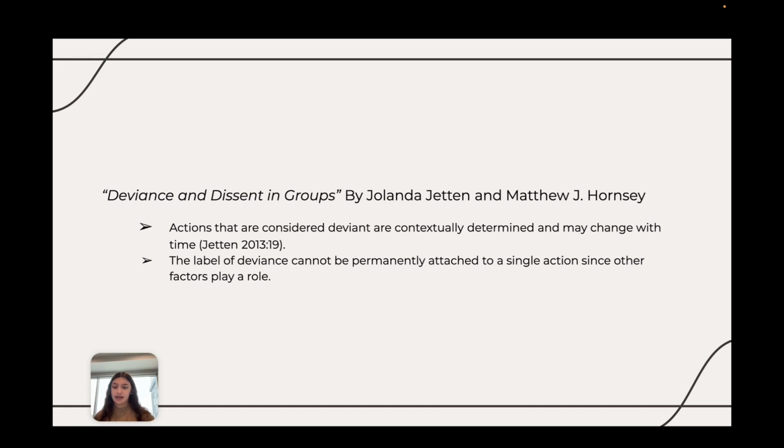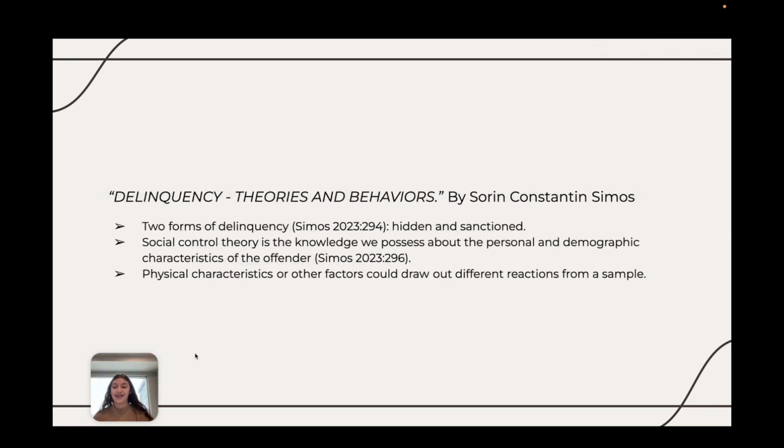And as well as that, the label of deviance cannot be permanently attached to a single action since other factors play a role. All right, and the third literary source that we used was named Delinquency, Theories and Behaviors. And Siegel stated that there are two forms of delinquency, which are hidden and sanctioned. Now, hidden delinquency is acts that a social group ignores or is not aware of, and then sanctioned delinquency is acts that are seen and published so people know about them.